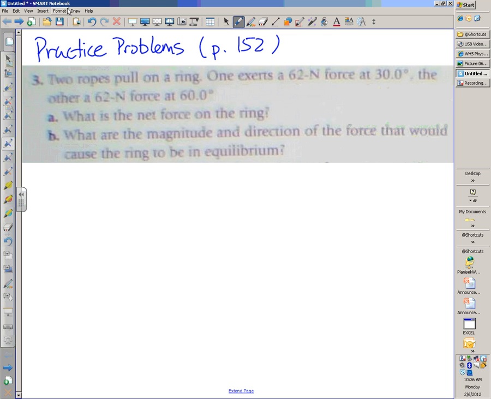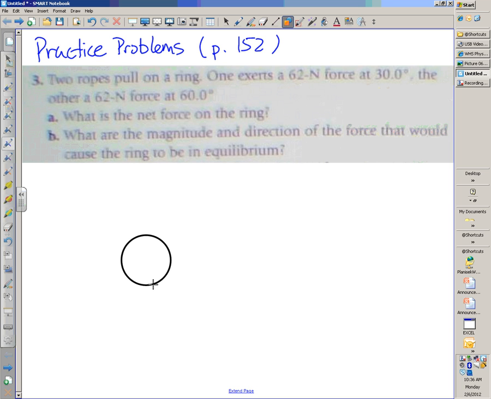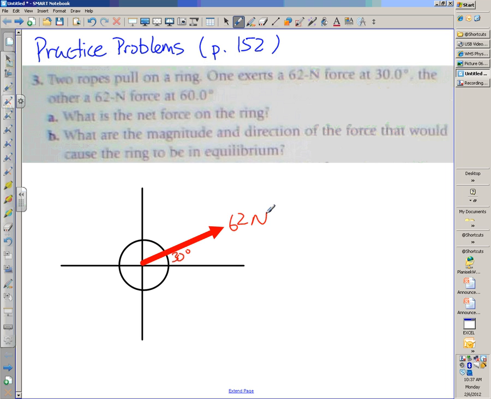So we'll start off with this picture. And here's my ring. There it is. And it says that we have two forces, a 62 Newton force at 30 degrees and another 62 Newton force at 60 degrees. So I'm going to put myself in a little x-axis, a little y-axis. I'll adjust my ring so that it's approximately in the middle. And I'll draw my two forces. So it says a 62 Newton force at 30 degrees. So I'll draw that something like that. We'll label this as 30 degrees, this as 62 newtons.